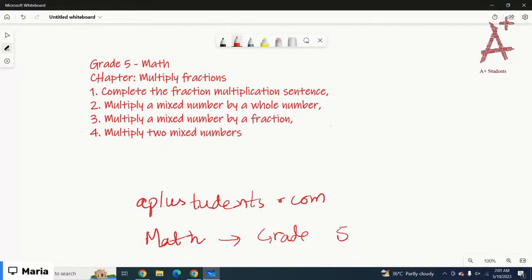There you can find a list of the chapters. We're going to start with the chapter multiply fractions. The lessons we're going to cover today are complete the fraction multiplication sentences, multiply a mixed number by a whole number, multiply a mixed number by a fraction, and multiply two mixed numbers. So let's start with the first lesson, complete the fraction multiplication sentences.